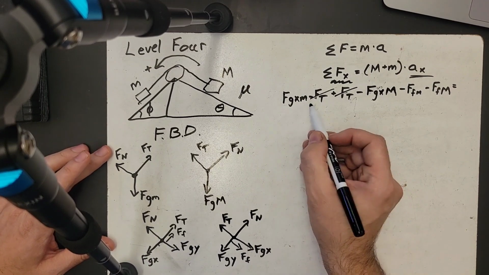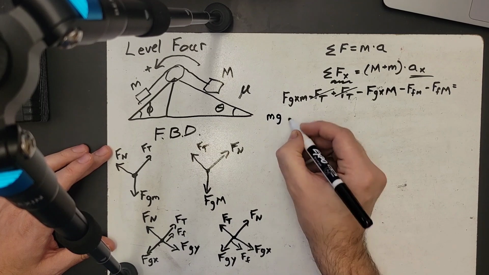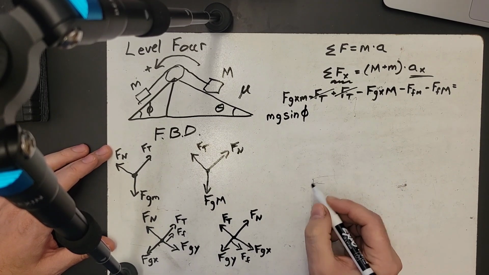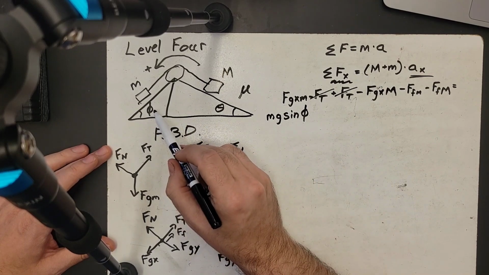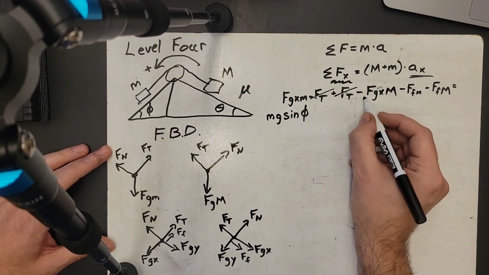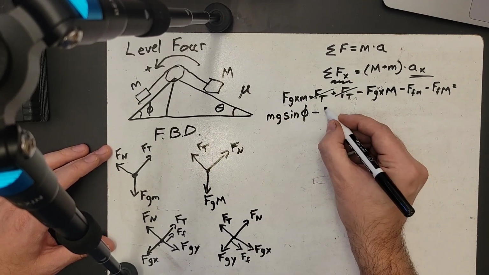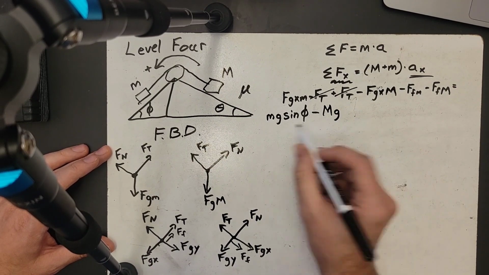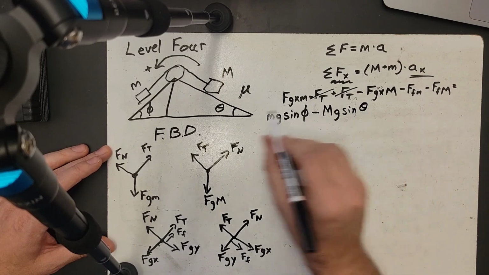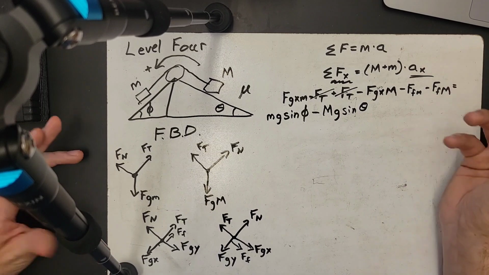FGX. Okay, that's going to be mg sine of the angle. That angle, because that angle. Little m, because we're talking about this one. All right, now minus FGX on the other side. So big Mg, because we're talking about the big M, sine this angle. Okay, no, it's not so bad.